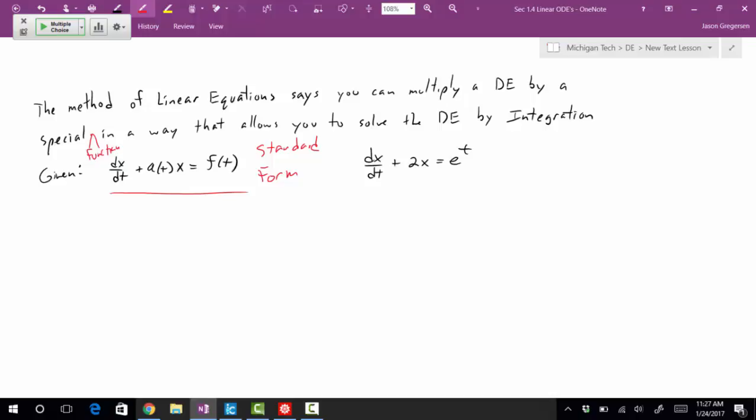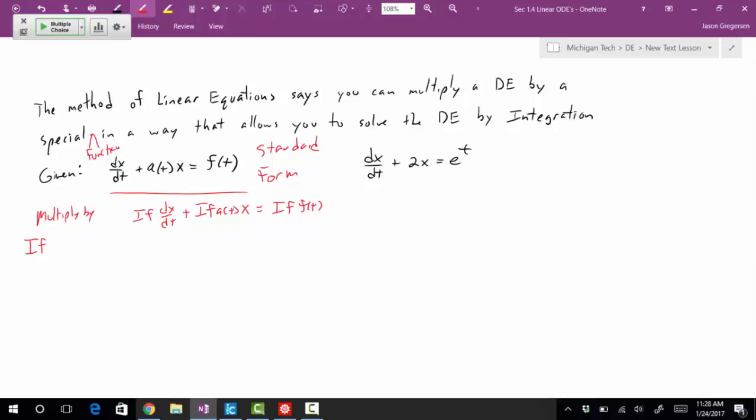I take my differential equation, and what do I do? I multiply through the whole thing by my integrating factor. Just multiply the equation by my integrating factor. What do I get? I get integrating factor times the first thing plus integrating factor times the second thing equals integrating factor times the right-hand side. Just multiply it through by the integrating factor. Okay?